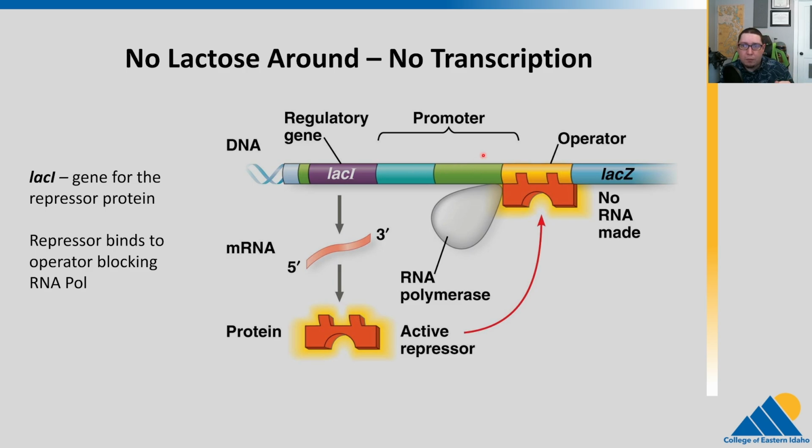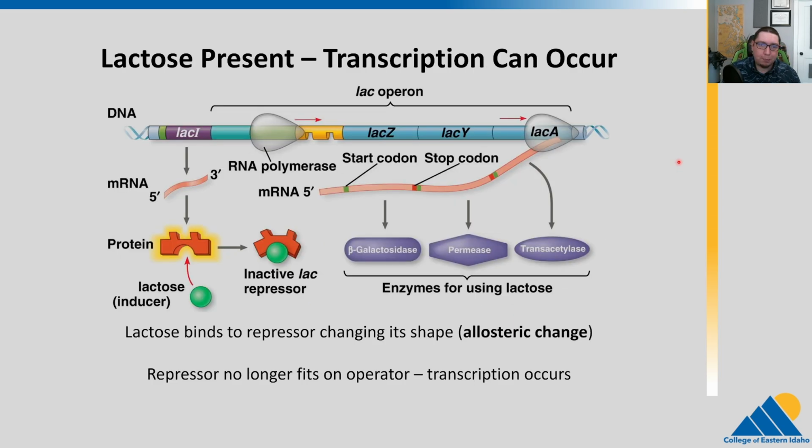Okay, so the repressor protein has a specific shape, and it actually has a binding site for the sugar lactose. When there's no lactose around, it goes into this shape and binds to the DNA in the operator region, blocking RNA polymerase. No genes are made to break down lactose. So, in our first scenario, no lactose around, there's no transcription.